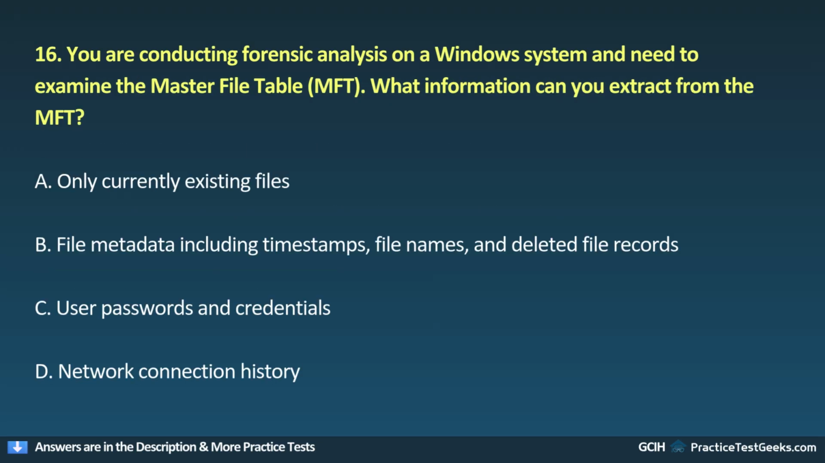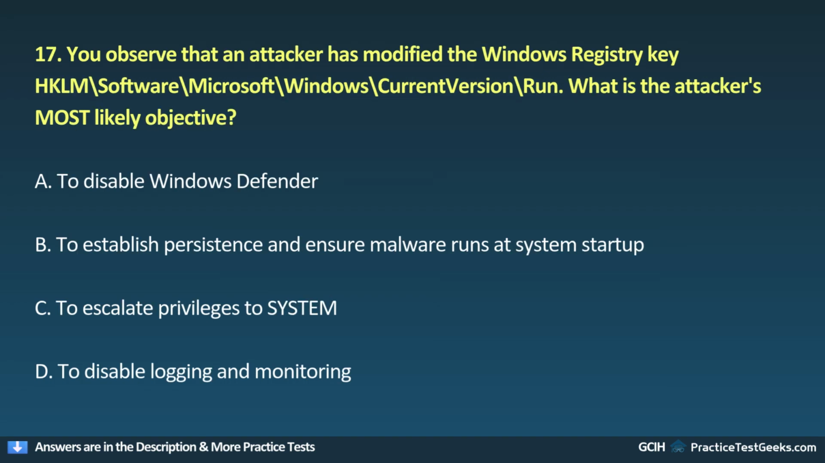16. You are conducting forensic analysis on a Windows system and need to examine the master file table, MFT. What information can you extract from the MFT? A. Only currently existing files. B. File metadata, including timestamps, file names, and deleted file records. C. User passwords and credentials. D. Network connection history.